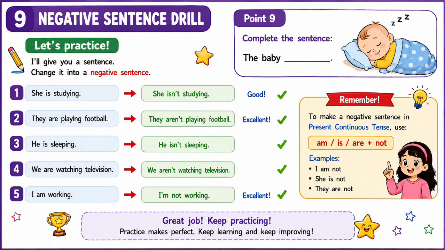Point number 9. Negative sentences drill. Let's practice. I'll give you a sentence, change it into a negative sentence. So let's begin. She is studying. Your answer. Yes, she isn't studying. Good. Next, they are playing football. Your answer. They aren't playing football. Excellent.